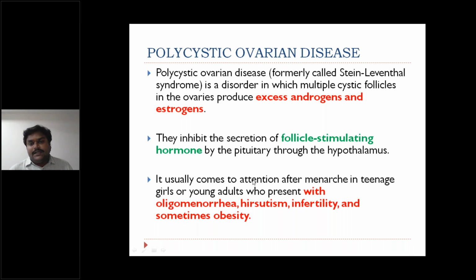It usually comes to attention after menarche in teenage girls or young adults who present with oligomenorrhea, that is, decreased menstrual bleeding. Next is hirsutism. Usually a woman won't have hair on the face, but a woman with polycystic ovarian disease will have hair on the face. It's called hirsutism. Next, infertility.